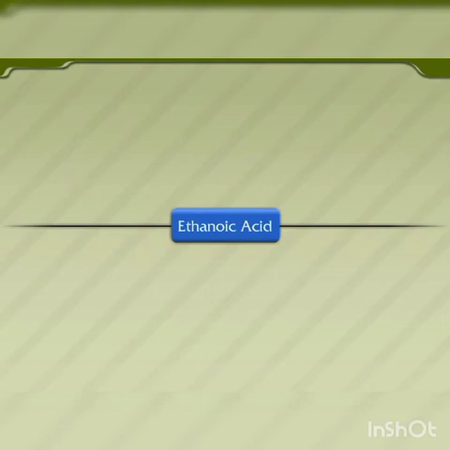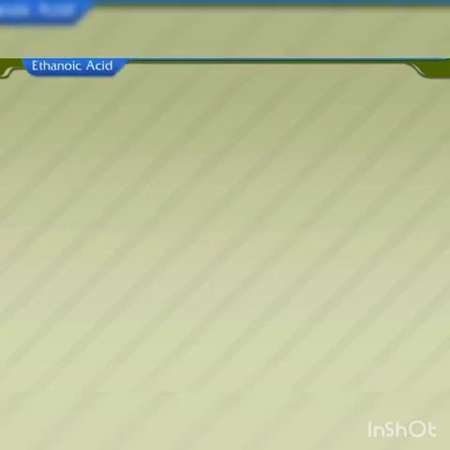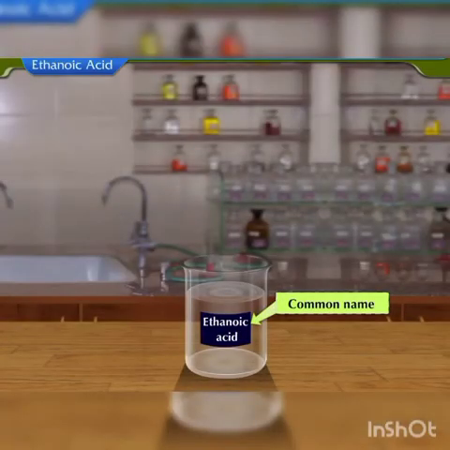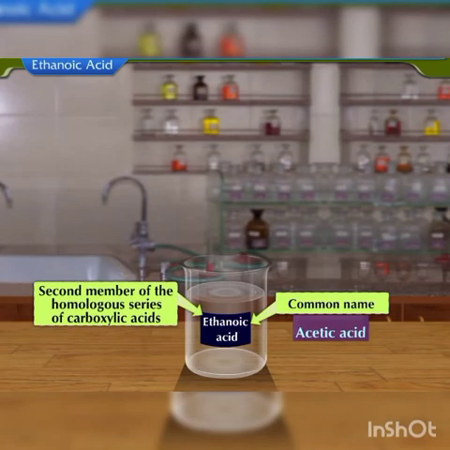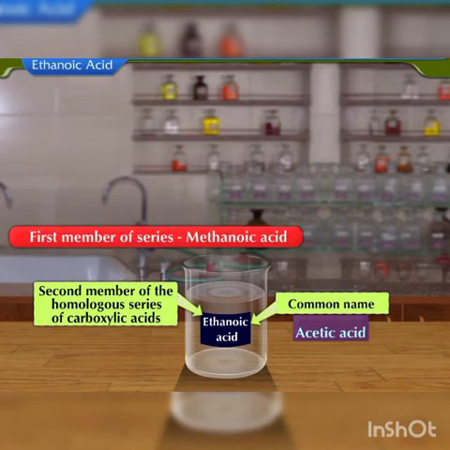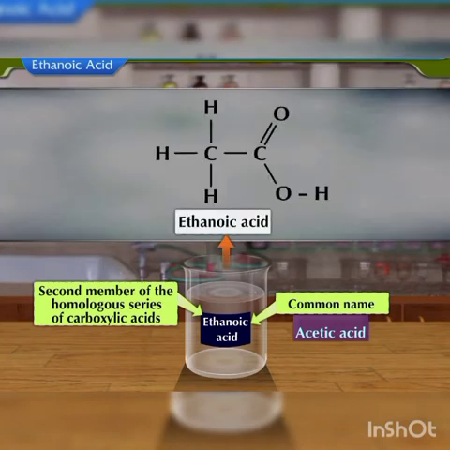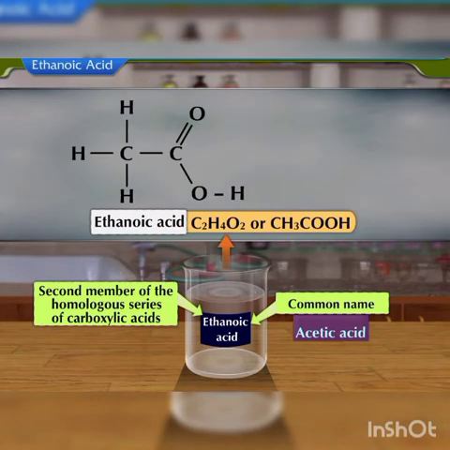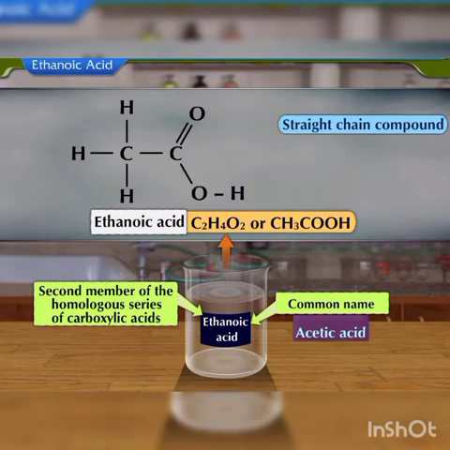Ethanoic acid. The common name for ethanoic acid is acetic acid. Ethanoic acid is the second member of the homologous series of carboxylic acids. The first member of the series is methanoic acid. The formula of ethanoic acid is C2H4O2 or CH3COOH. It is a straight-chain compound and has a linear structure.